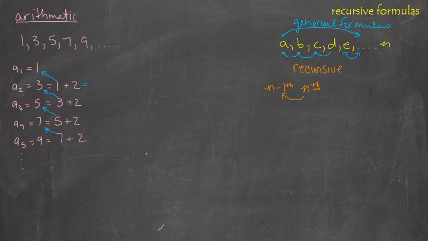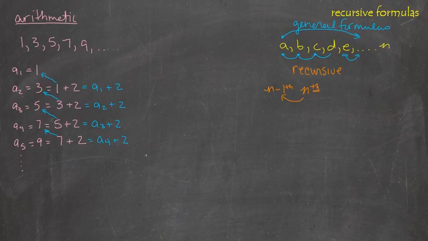So I could actually say that the second term is the same as a sub 1 plus 2. The third term then is a sub 2 plus 2, right? Because we're looking at 3 as a sub 2. The fourth term is a sub 3 plus 2, and the fifth term is a sub 4 plus 2. And so we see that for a recursive formula, the nth term, whichever term we're looking for, is always going to be equal to the previous term, a sub n minus 1, plus whatever the common difference is.